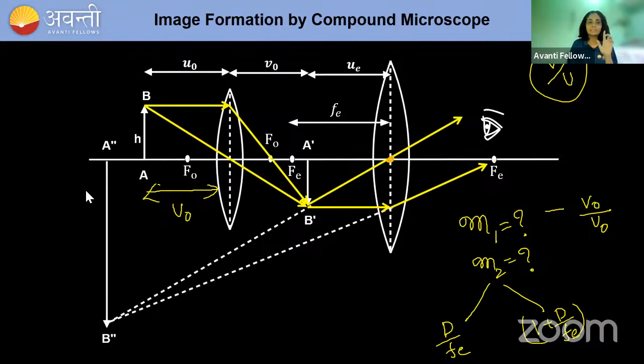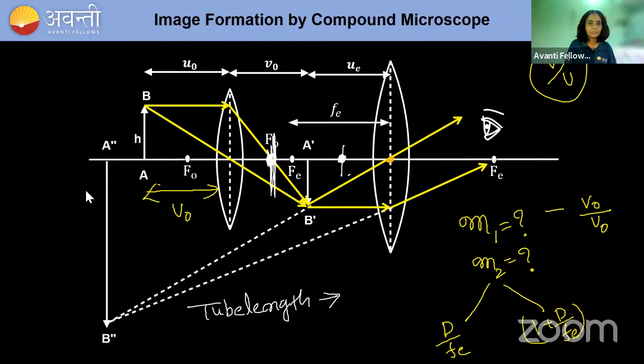There is a term, I have discussed it already, but let me do it here also. That term is called tube length. ठीक है? Tube length of compound microscope means the distance between two points, one point being focus of objective and another point being focus of eyepiece.